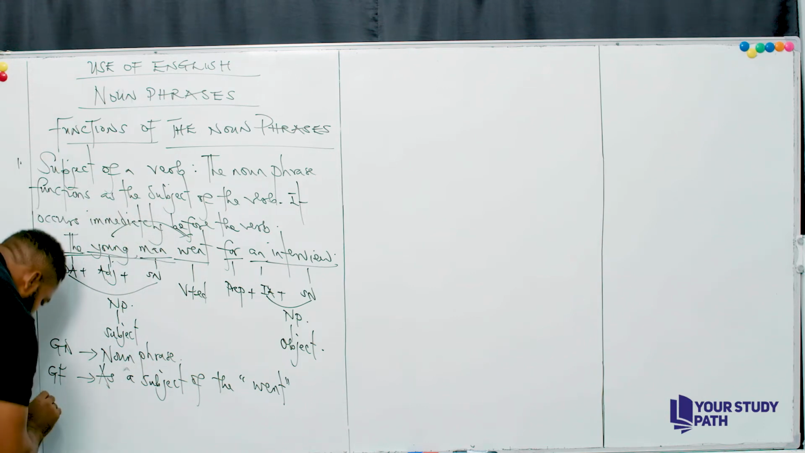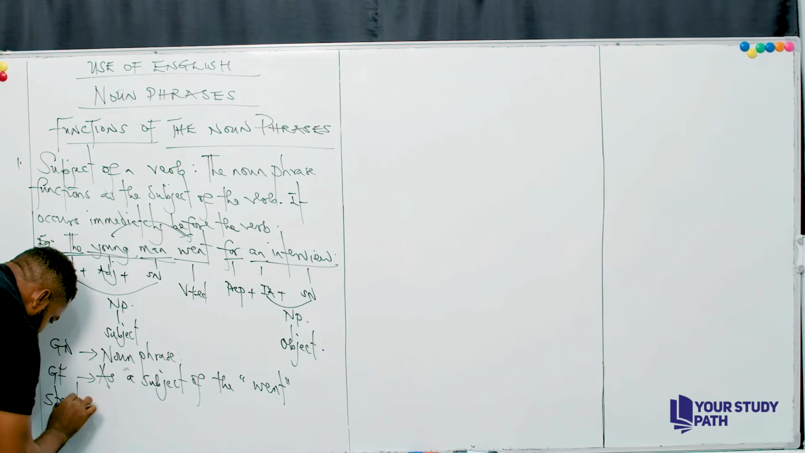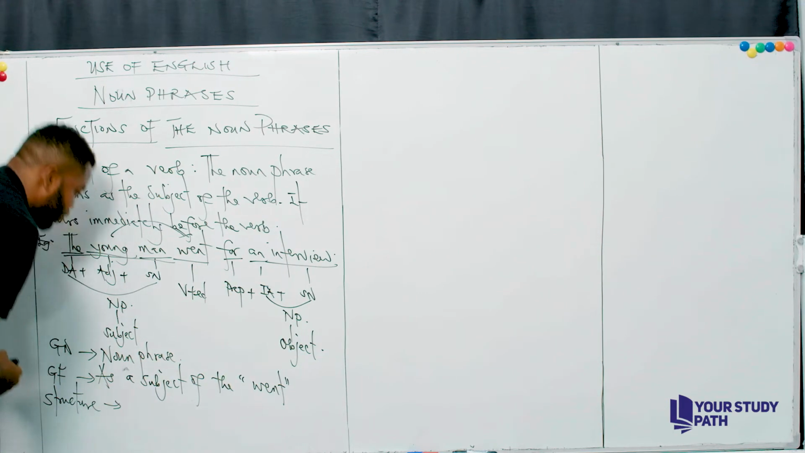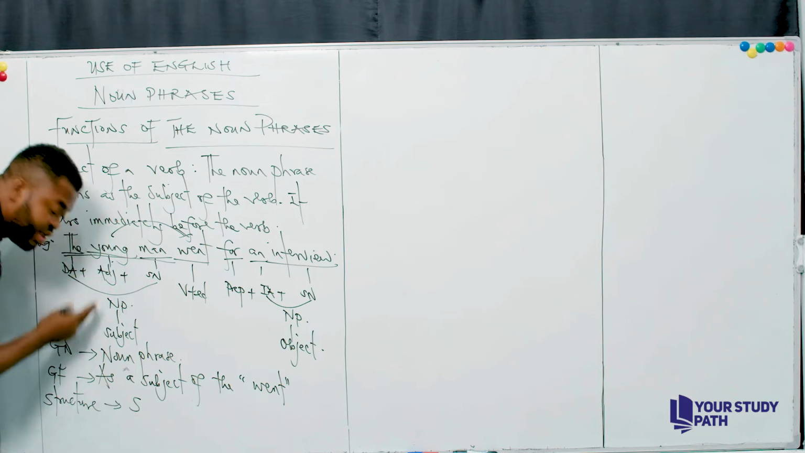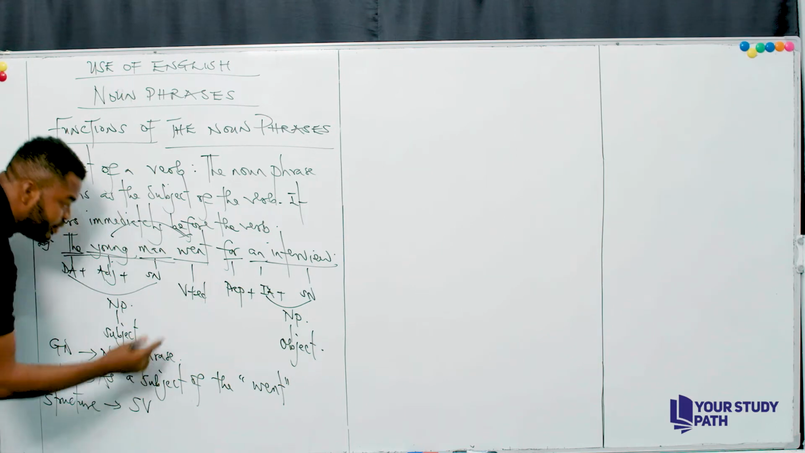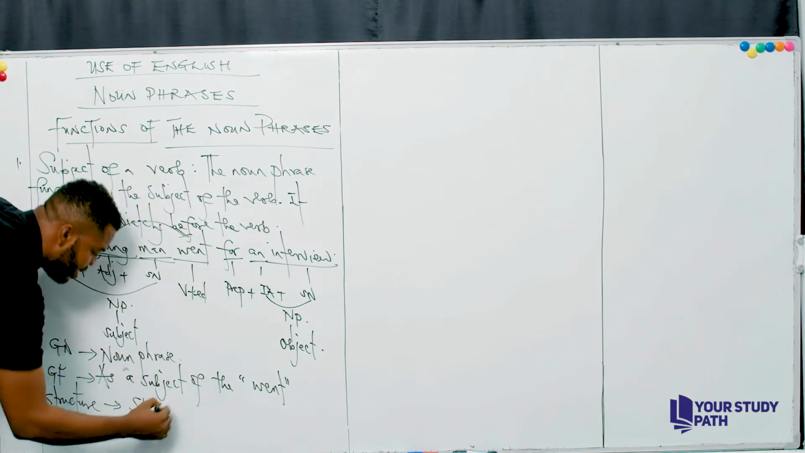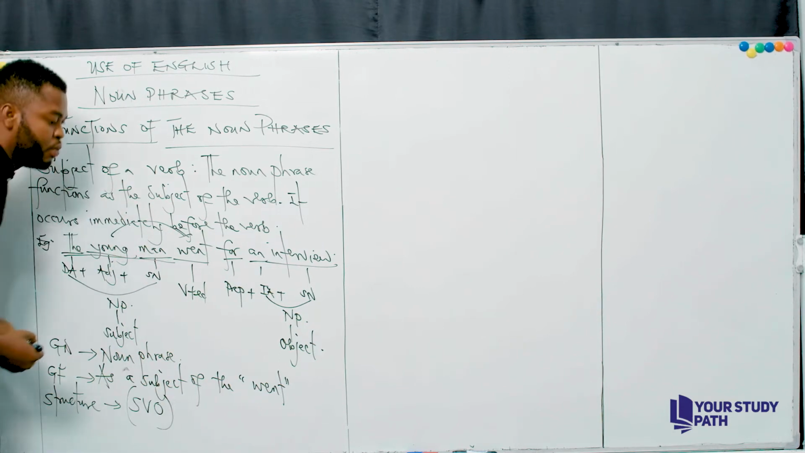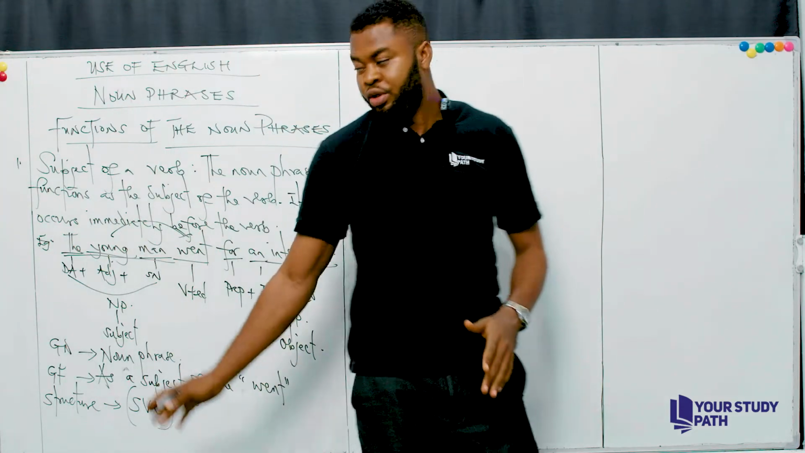Now, what is the structure of this sentence? So I'm writing the structure here. So the structure is what? So you have subject, which is the noun phrase, verb, can you say that now? And you have object. So you have SVO. So SVO is the structure of this particular sentence.